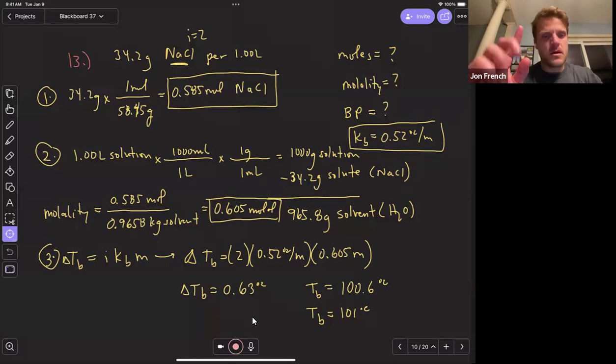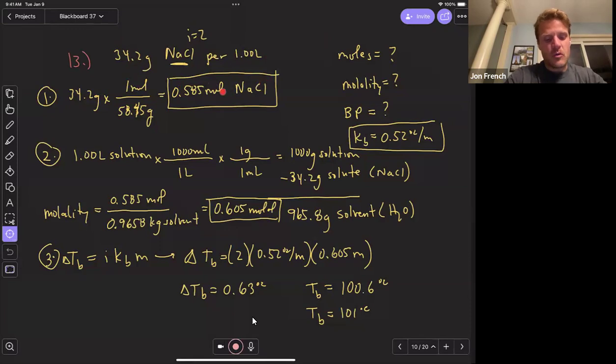My one issue with this question is they should have told us the density of salt water. Salt water is more dense than regular water. So one step here, we're making an assumption that's not correct. We've got to find moles, molality, and then the boiling point of this solution. Moles is pretty easy because they told us 34.2 grams of sodium chloride. Sodium chloride is 58.45 grams per mole. So I've got 0.585 moles of sodium chloride.